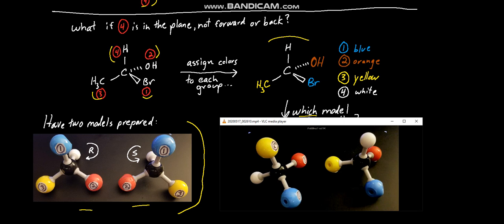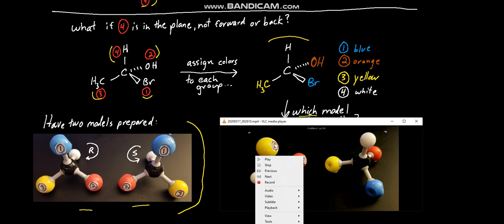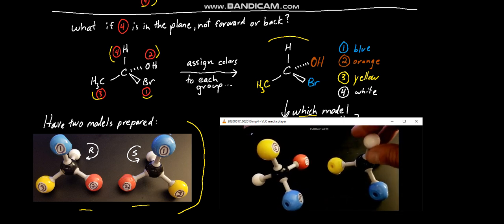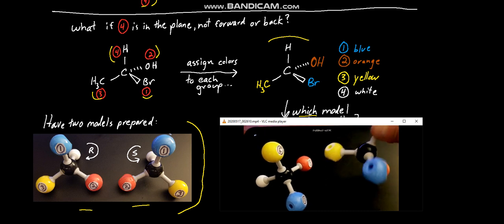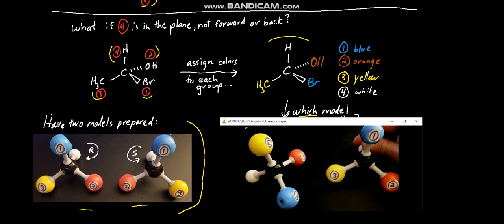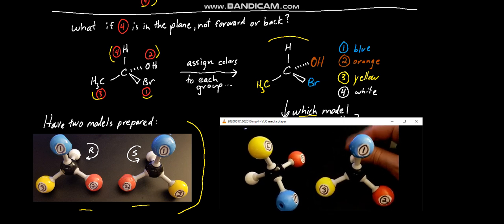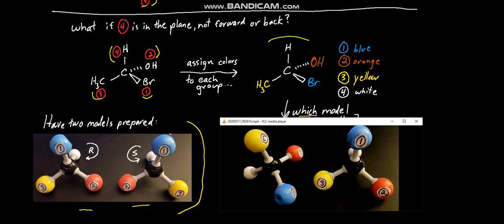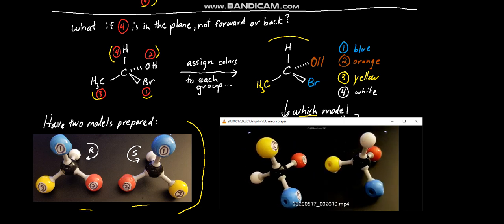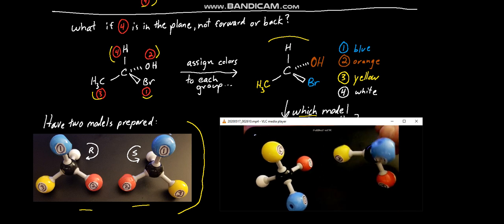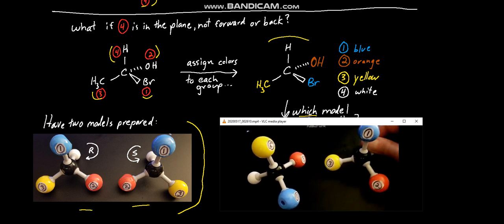So the one on the right matches this, and all you've got to do then, now that you know which one matches, is turn it so that group 4 is pointing away from you, and you can easily see that it's 1 to 2 to 3 clockwise, R configuration, the one on the right. So it's R configuration. The one on the right matches. That is the 1 to 2 to 3 R configuration.